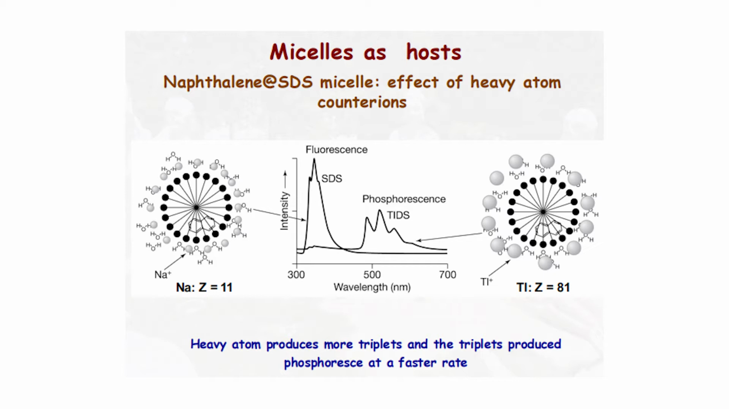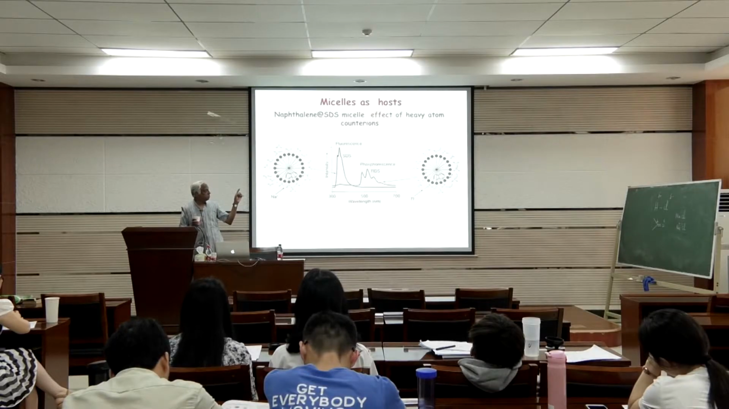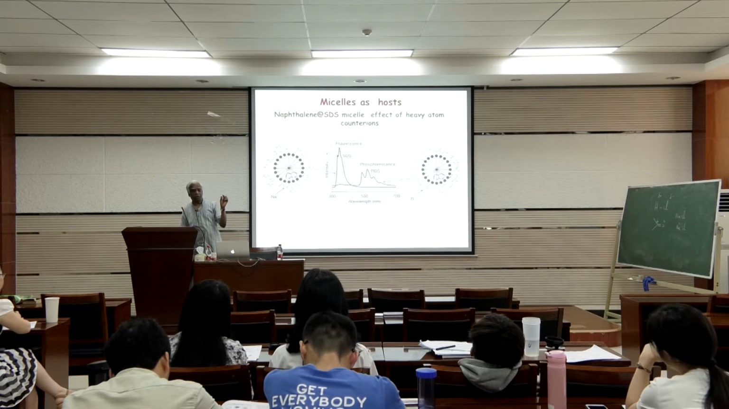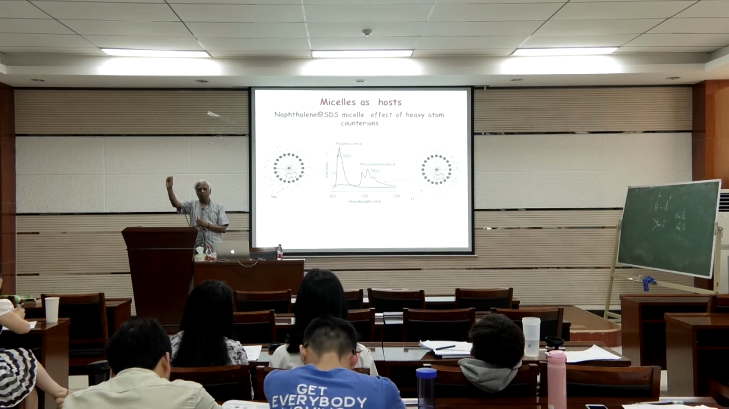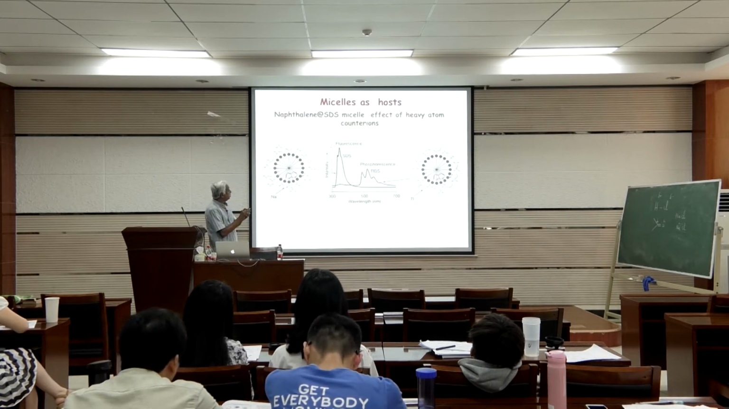So normally sodium, what do we use? Sodium dodecyl sulfate. Dodecyl means at least 12 carbons are there, 12 CH2s. Sulfate is a sulfate anion, and then there is a metal ion which is sodium plus. Okay. Now if you read the caption, micelles as host, naphthalene in SDS micelles, effect of heavy atom counter ions.